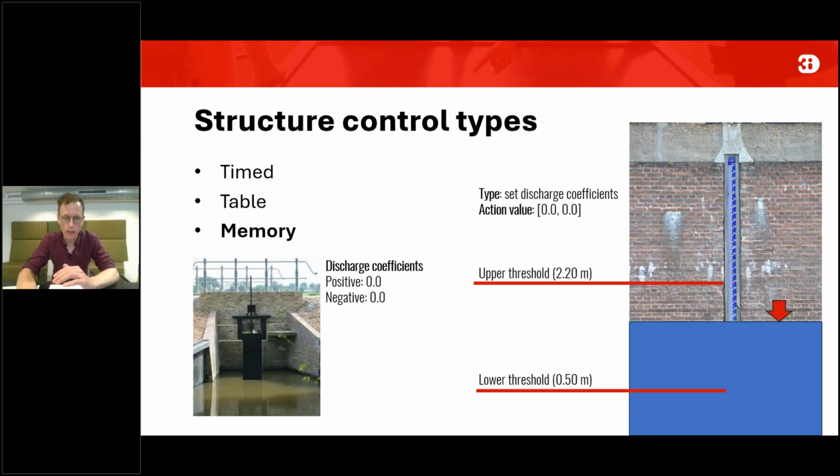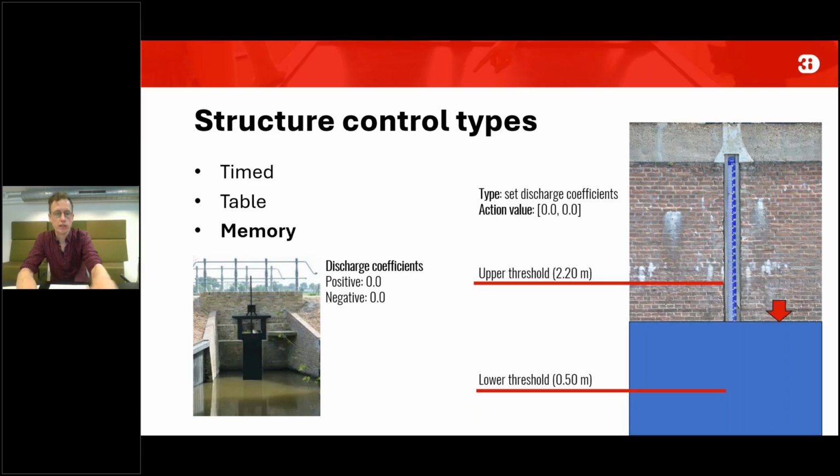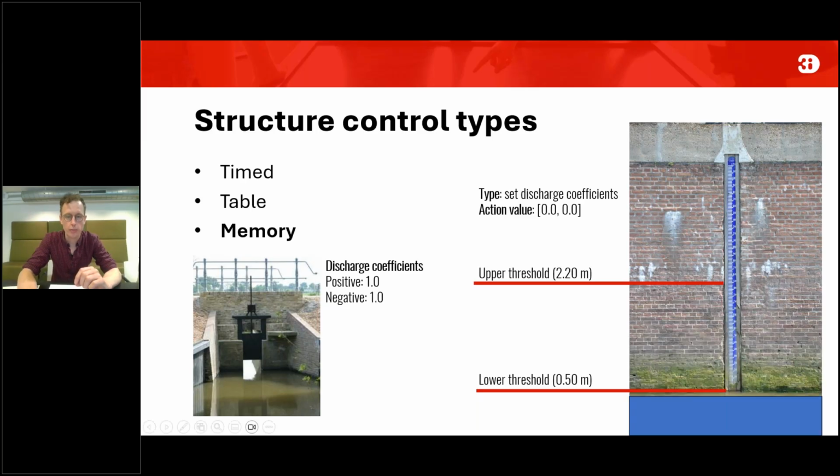Still, nothing happens. So even though we are at the same water level as we were before the gate was closed, it is still closed. The water level goes down, it's still closed, and then only when it gets below the lower threshold, the control is deactivated again and it resets to its original value.